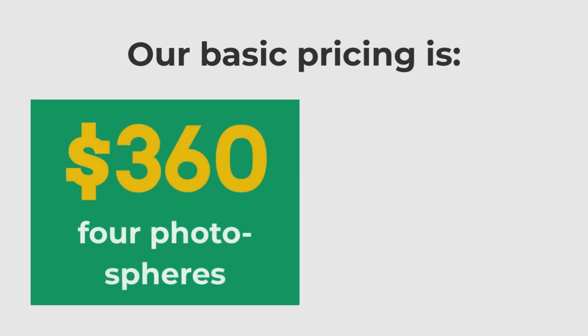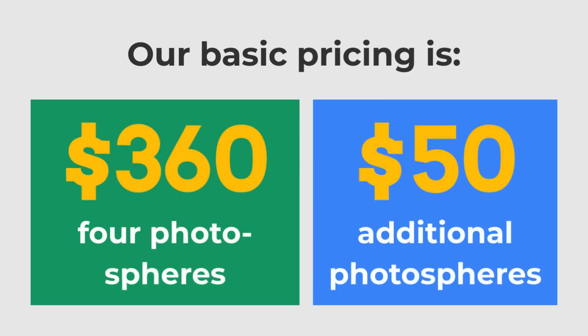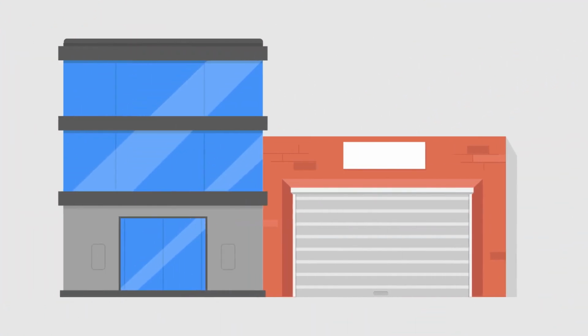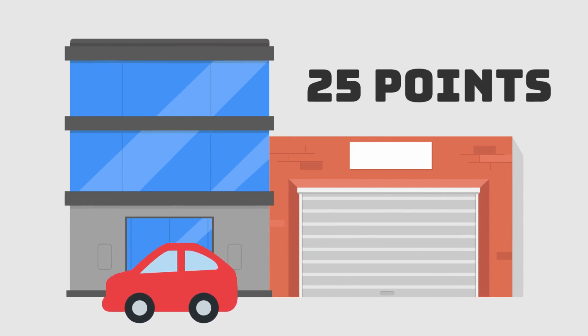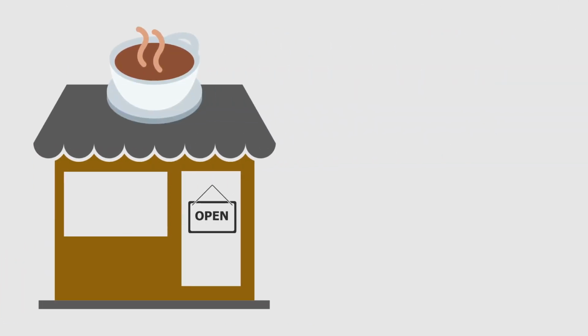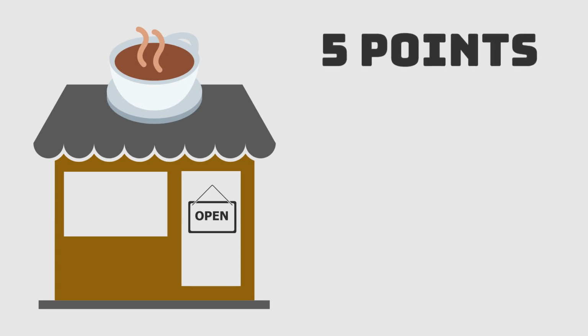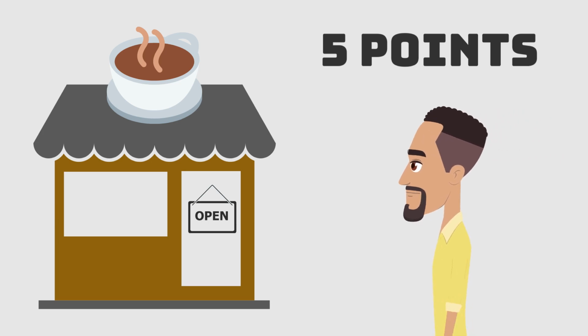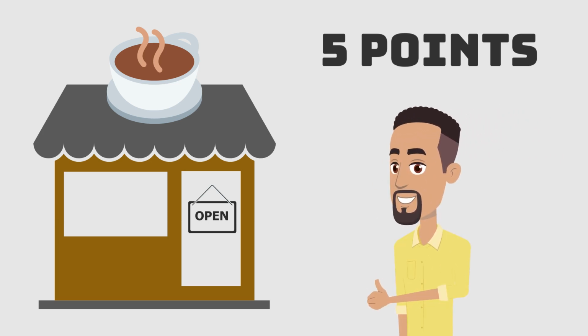Our basic pricing is $360 for the initial 4 photospheres and $50 for each additional if you choose to add them. Larger facilities with lots of rooms might require more photospheres, while smaller facilities or those with wide open spaces would need less. As the business owner or general manager, you get to determine the final price by choosing the number of photospheres required for your location.